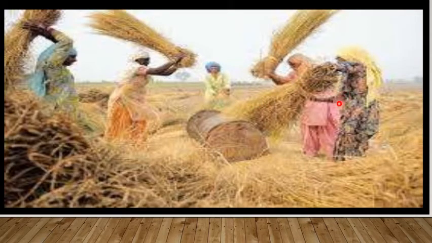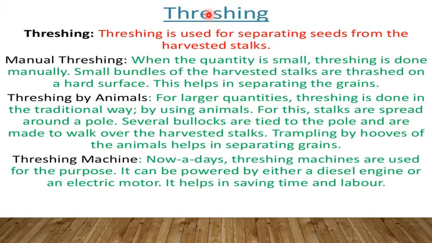Yes, wheat is separated from husk. Now see here, there is a threshing process. So what is threshing? Generally threshing is used for separating seeds from the harvested stalk. Manual threshing: when the quantity is small, threshing is done manually and small bundles of the harvested stalks are threshed on a hard surface. This helps in separating the grains.